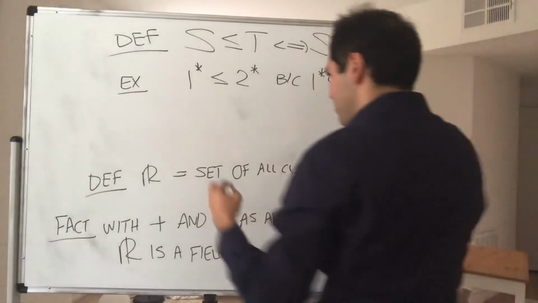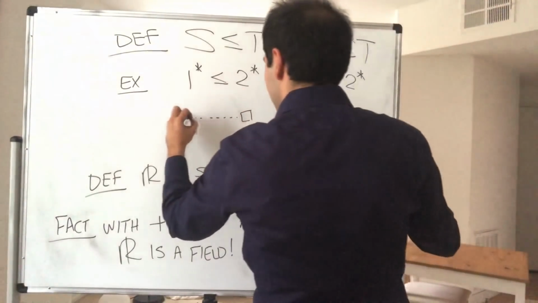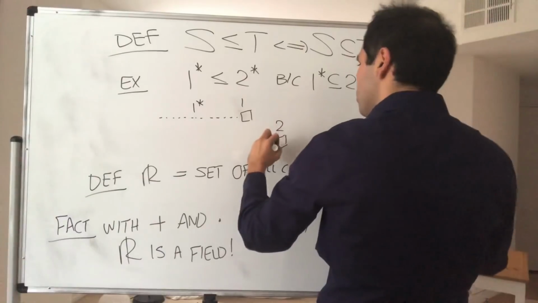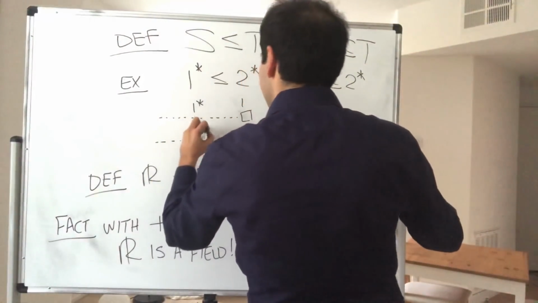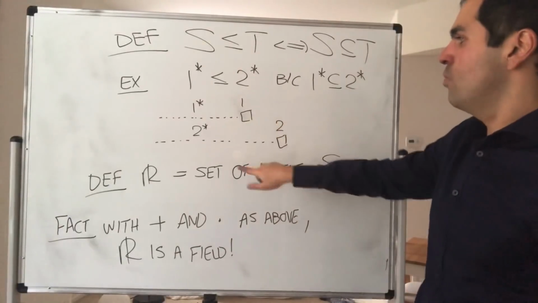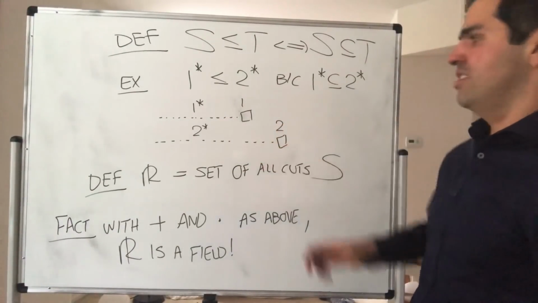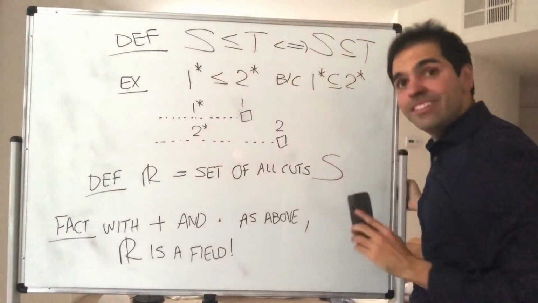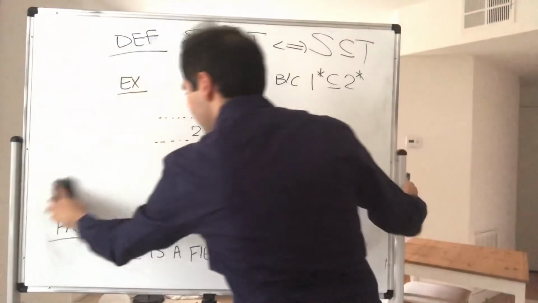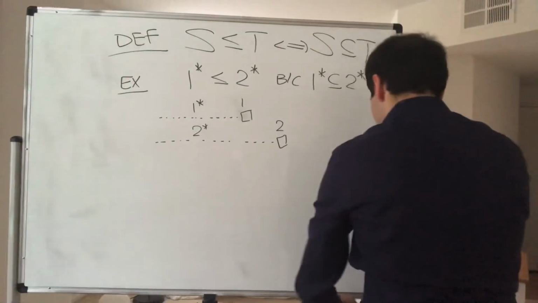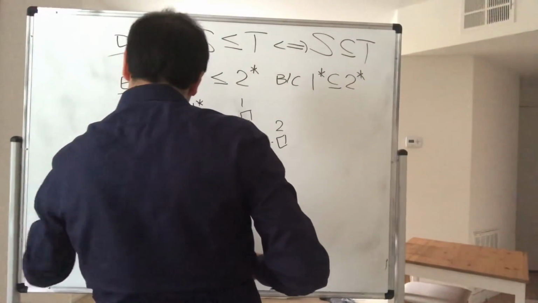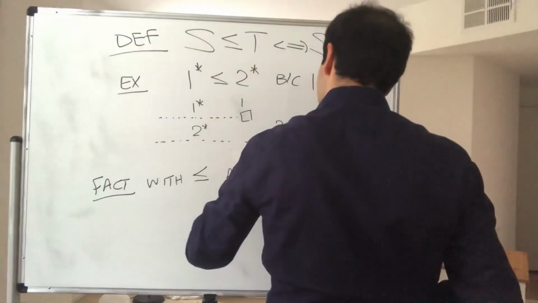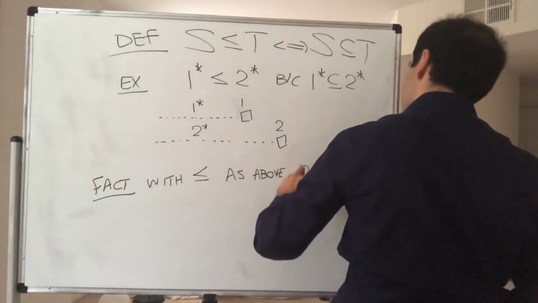Might not seem obvious, but let me draw a picture. So this is 1 star, again, all the rational numbers less than or equal to 1. And this is 2 star, all the rational numbers less than or equal to 2. And well, if you're less than 1, you're definitely less than 2. That's why this is actually a subset of this. And what's beautiful about this is with this very simple ordering, R becomes an ordered field. So, fact, with less than or equal as above, R is an ordered field.